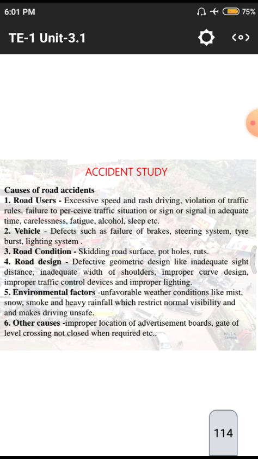Next one, inadequate width of the shoulders. That means a normal road we have to lay with proper dimensions. For a one lane road we have to maintain 3.75 meters. For two lane roads we need to have 7.75 meters.